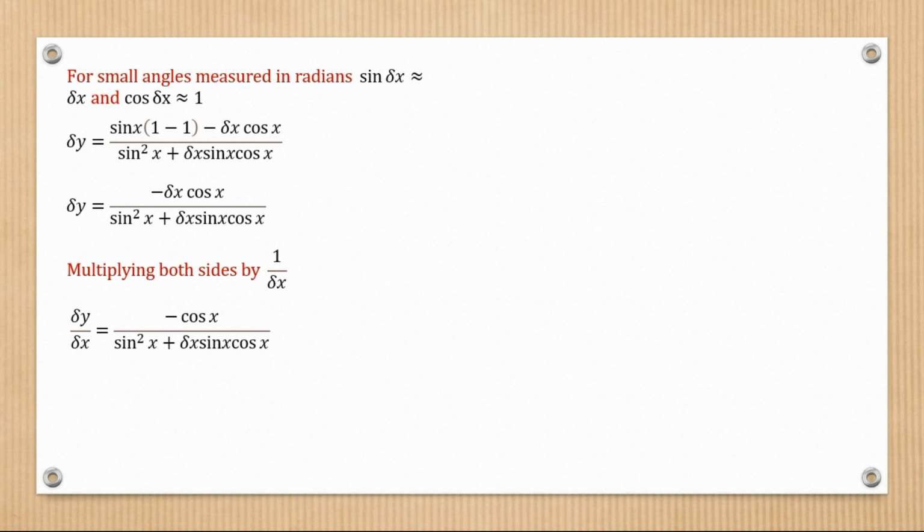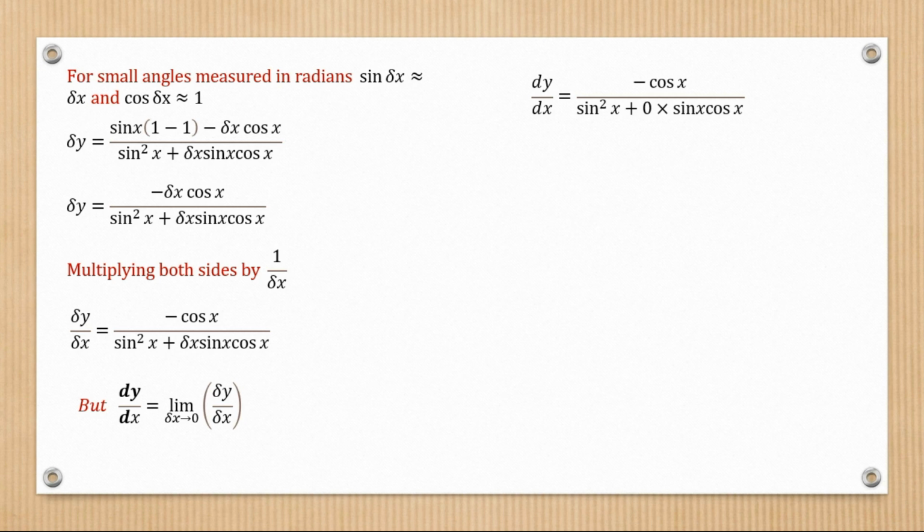So now we have the slope formula, change in y over change in x being equal to negative cos x divided by sine squared x plus change in x sine x cos x. So now next we can actually introduce the dy dx and approximate the change in x value to 0, and I believe now it's safe. So now we'll be left with that.